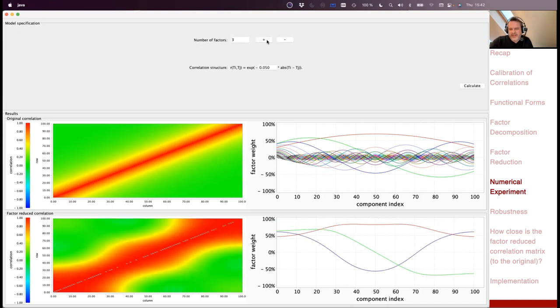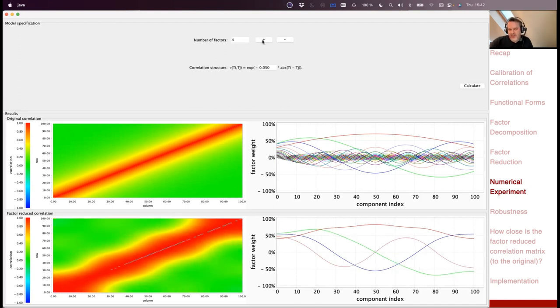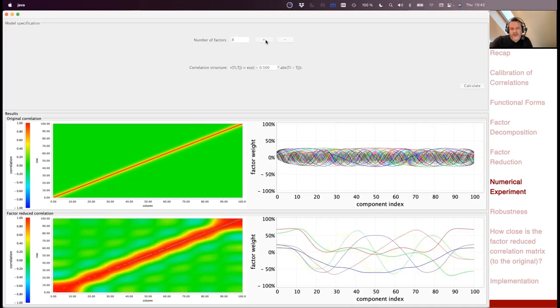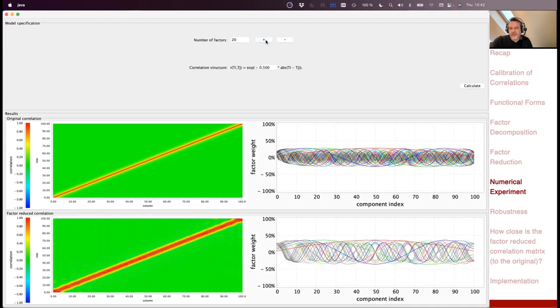If you increase the number of factors, you get more factors on the right, and the shapes become more similar. Also on the left, the correlation matrix is becoming more and more similar. Maybe 5 factors is already a nice one. You can also reduce the decay parameter further, for example like that. Okay, so you see this is a very high correlation. It looks like all factors are important. You also see that this matrix is still far away, and you can increase the number of factors to become closer to this model.